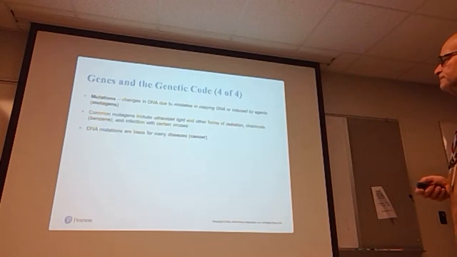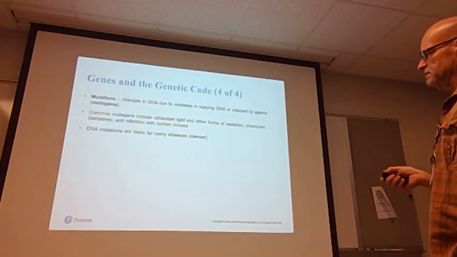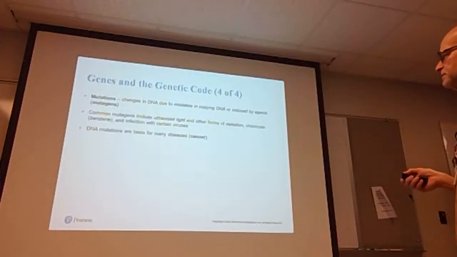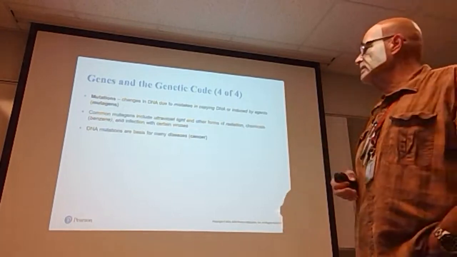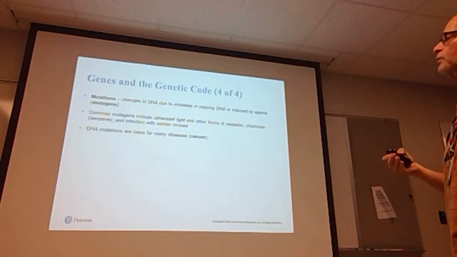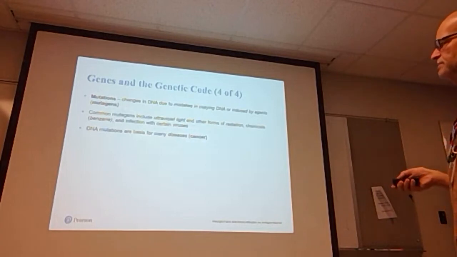Some other forms of radiation and chemicals are very common. Used to be a very common chemical used in industry, not so much anymore, is benzene. And the reason it's not used is we have discovered that it is a mutagen. And infection with certain viruses, and we'll talk about viral infections later on in either AMP1 or AMP2, cause certain mutations. And then DNA mutations are the basis for many diseases such as cancer.